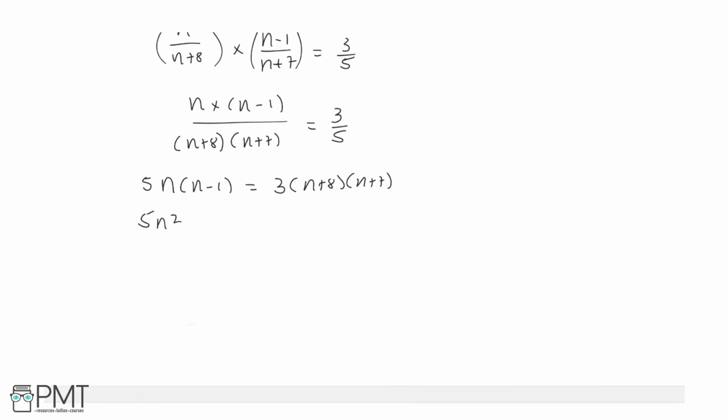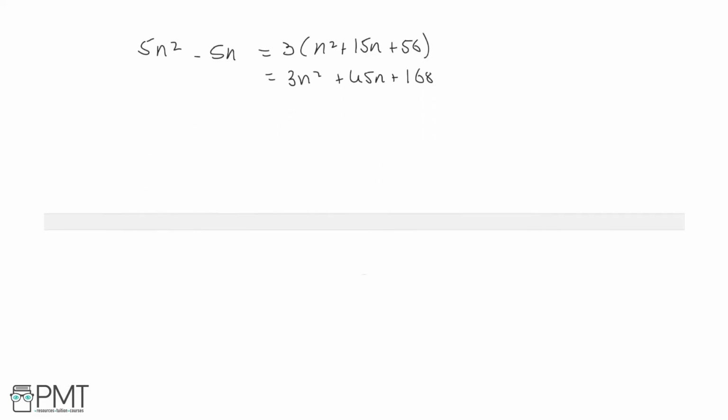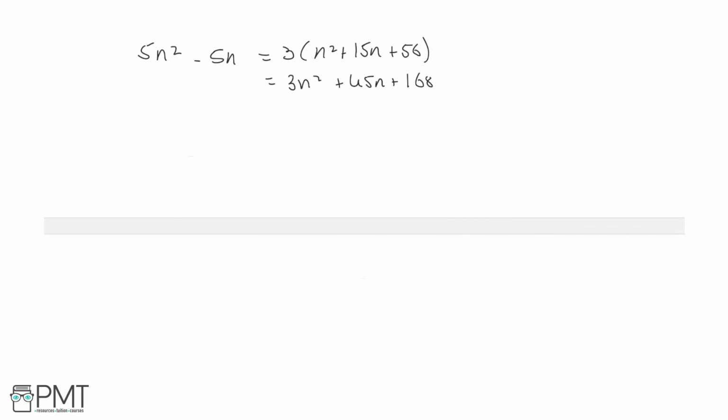We will now get 5n squared minus 5n equals 3n squared plus 8n plus 7n is 15n plus 8 times 7, which is 56. Okay? Expanding this, we get 3n squared plus 45n, and then 56 times 3 is 168. Now, what we will do is we'll just come to the new page, and we will rearrange this. So we will say that we have 2n squared minus 5n minus 45n is minus 50n. So minus 50n minus 168 equals 0.